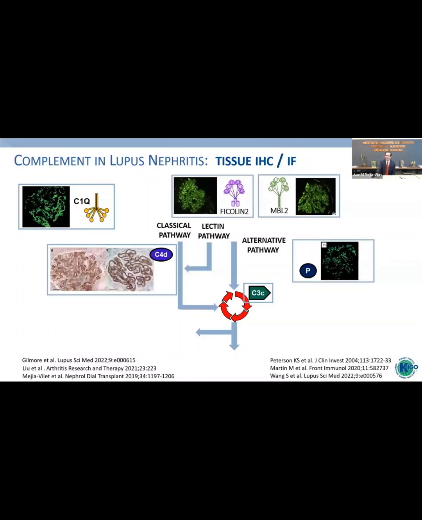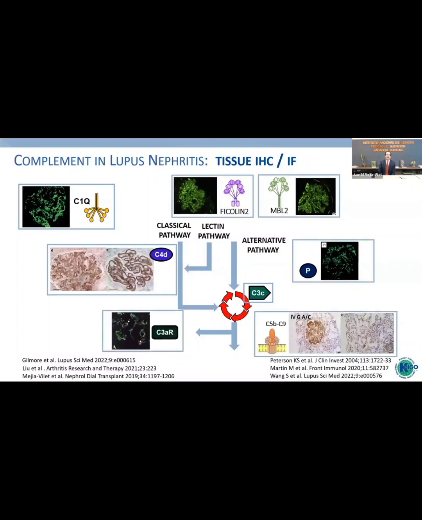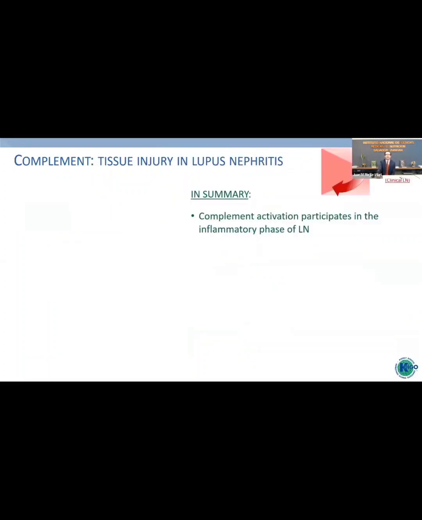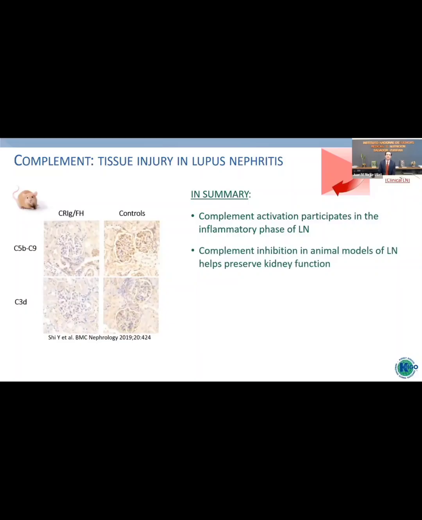So again, lupus nephritis may be triggered by any of the pathways and by any of the mechanisms of damage. We have seen deposits of C3a and C3a receptors in the glomeruli and of the membrane attack complex in the tubular interstitium. So what to get from all this? Of course, it's pretty evident that complement activation participates in the inflammatory phase of lupus nephritis. I am not going to talk about animal models, but inhibiting complement in animals prevents damage from lupus nephritis.